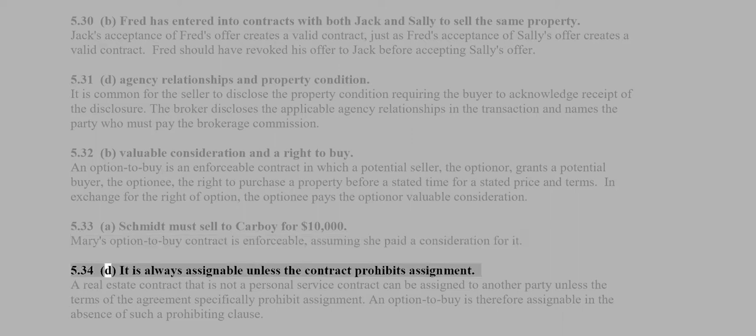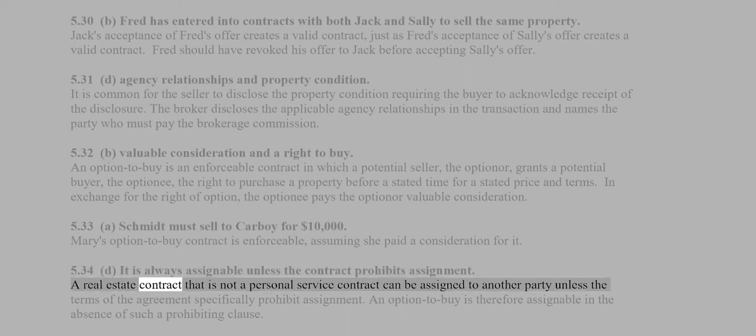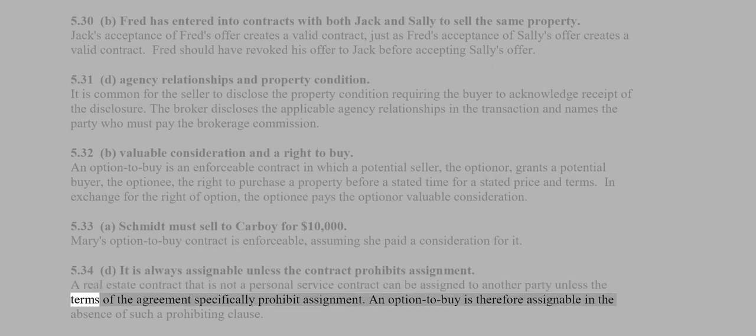5.34 D. It is always assignable unless the contract prohibits assignment. A real estate contract that is not a personal service contract can be assigned to another party unless the terms of the agreement specifically prohibit assignment. An option to buy is therefore assignable in the absence of such a prohibiting clause.